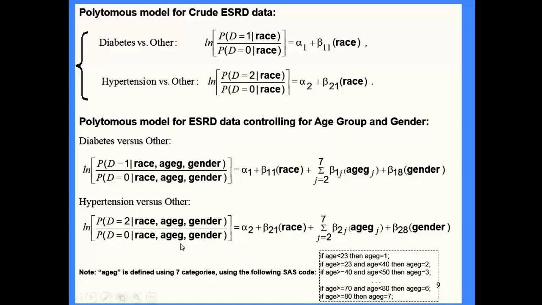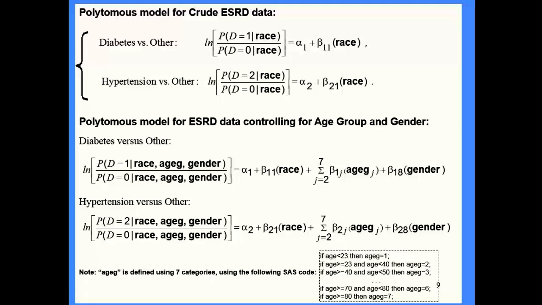What's the reduced model? How is it different from this full model? There are two terms being dropped. What are they? This one and this one, right? But you're leaving these terms in there because you're still controlling for them. You're only testing whether race is significant in this model, race taken together, given that you've got 3 categories.